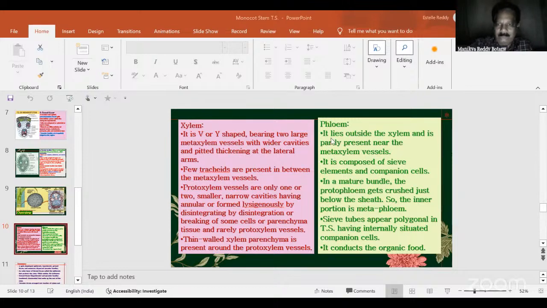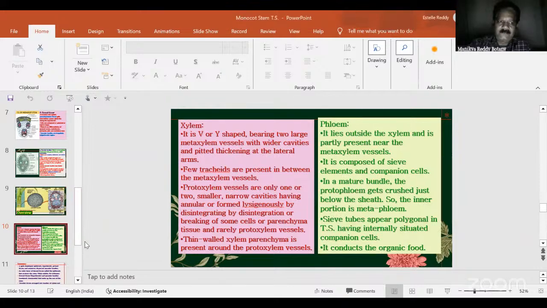If you see the phloem, between the two metaxylem elements, there is a patch of phloem. In each mature vascular bundle, few sieve elements and companion cells could be seen as a patch. It is present between the two metaxylem elements. Do you know the function of phloem?